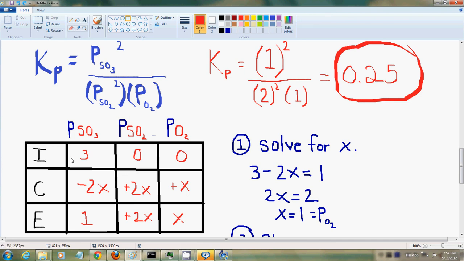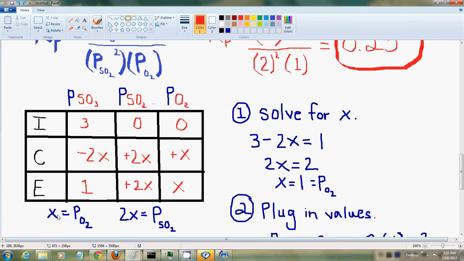So, if you're given the initial pressure of your products, that means as the reaction approaches equilibrium, it will be losing pressure, and the reactants will be gaining pressure. So, therefore, the change in pressure for sulfur trioxide will be negative, and the change in pressure for sulfur dioxide and oxygen, your reactants, will be positive. So, this is why these are positive. So, it's easy to say that the equilibrium pressure of sulfur dioxide is 2x, and the equilibrium pressure of oxygen is x, as we have right here.